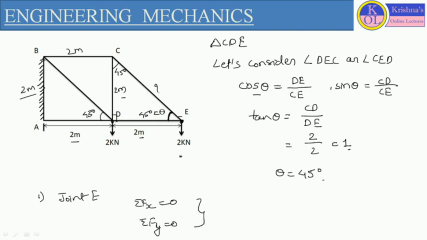I told you if we want to define the reactions, we will use the summation of moment equals 0. But if we want to define the forces on each and every member, these two conditions we will apply. So here, let's draw the free body diagram for joint E.